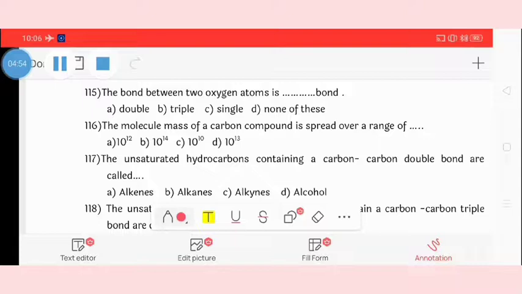The bond between two oxygen atoms is a dash bond. So the bond between two oxygen atoms is a double bond. Option A is the correct option. Next, the molecular mass of a carbon compound is spread over a range of dash: 10 raised to 12, 10 raised to 14, 10 raised to 10, 10 raised to 13. So the correct option is 10 raised to 12.